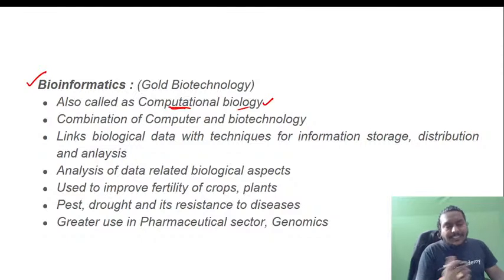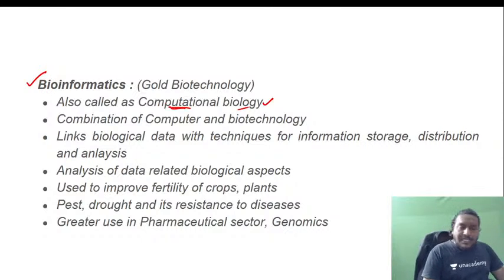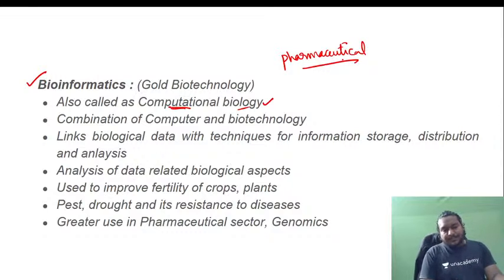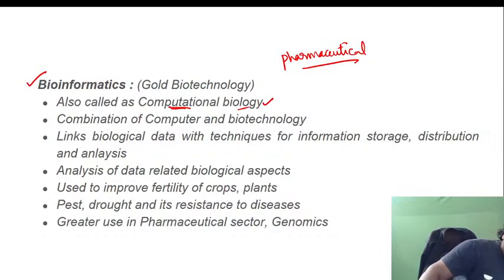You would also use this to know how things are going, to understand the impact of biotechnology. Proper analysis is needed, and then you would be using these computers to improve the fertility of crops and plants, have a better study of them, and deal with pests, drought, and resistance to diseases. The usage of computers and biotechnology would be done a lot in the pharmaceutical sector, which makes it a very important thing. Okay, so this is about bioinformatics.